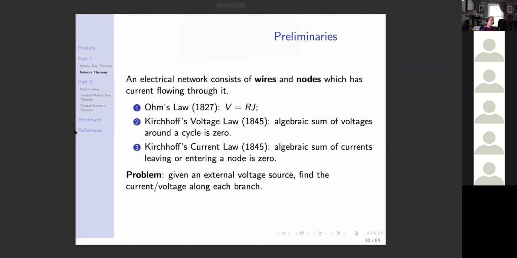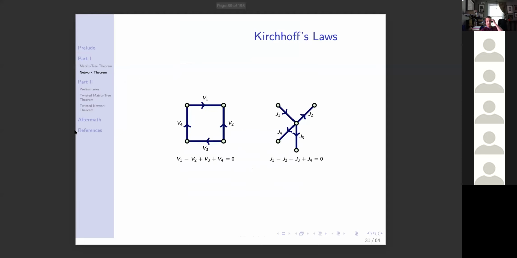Okay, so the main problem of network theory is, given an external voltage source like a battery, find the current and voltage along each branch of the circuit. That's really what the main problem is of circuit theory. So here are two pictures of the voltage law and the current law.